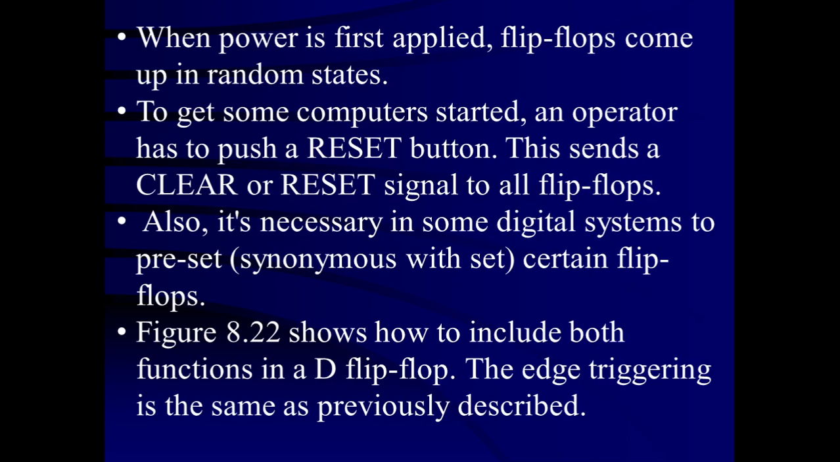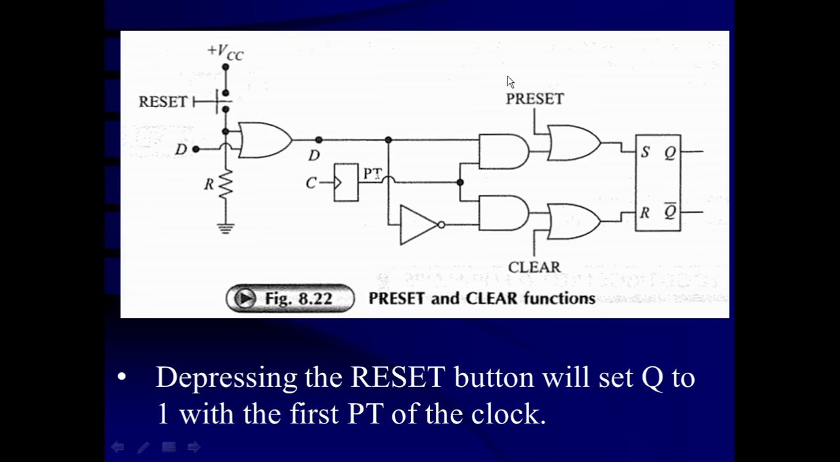The edge triggering is the same as previously described. Here there are two OR gates which are inserted after the AND gates and prior to the basic RS flip-flop. So the basic RS flip-flop is operating with the preset terminal as well as the clear terminal. If the preset terminal is going to be high, output of this OR gate is going to be high and clear terminal is low, so at that time R is going to be 0 and the flip-flop is working as a basic RS flip-flop, so flip-flop is going to be set.